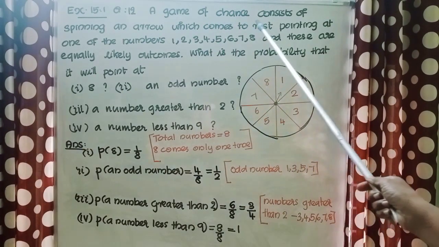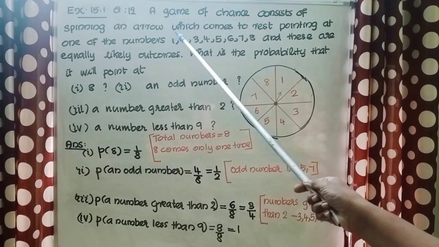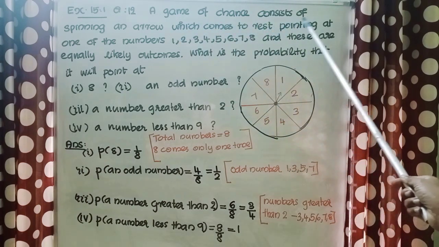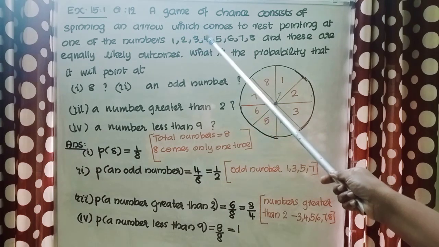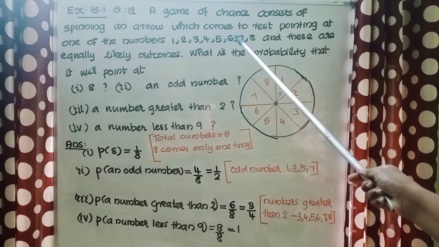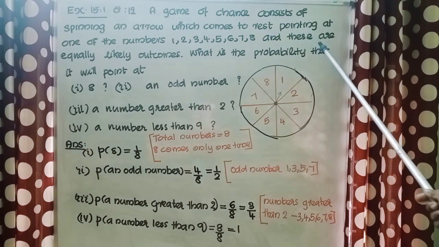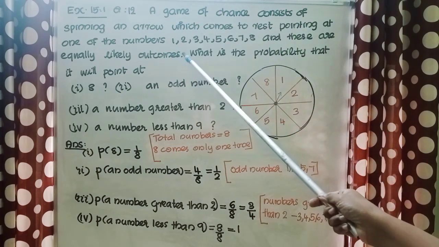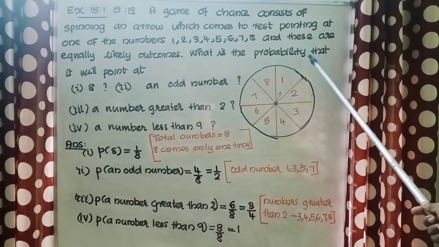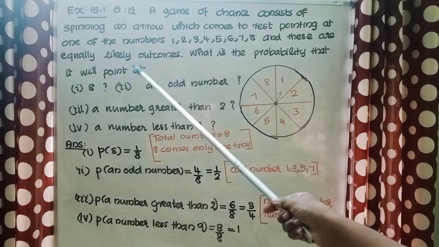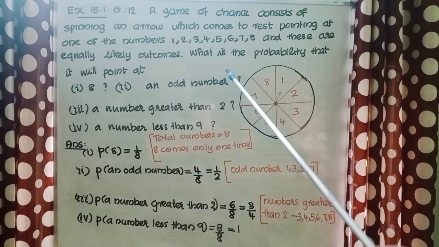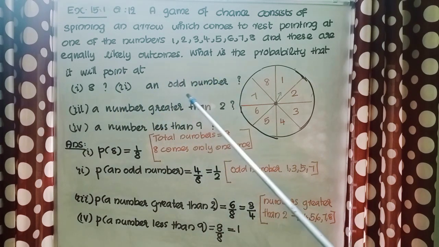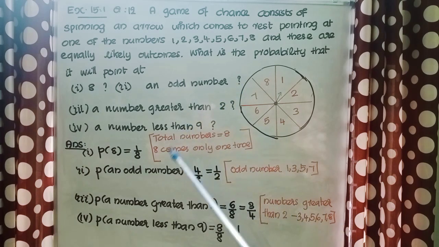A game of chance consists of spinning an arrow which comes to rest pointing at one of the numbers 1, 2, 3, 4, 5, 6, 7, 8, and these are equally likely outcomes. What is the probability that it will point at? First question 8. Second question, an odd number. Third question, a number greater than 2. Fourth question, a number less than 9.